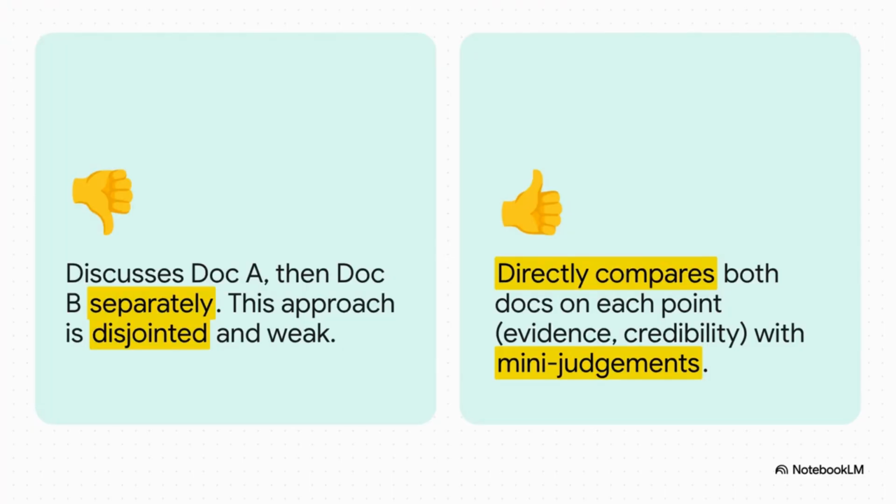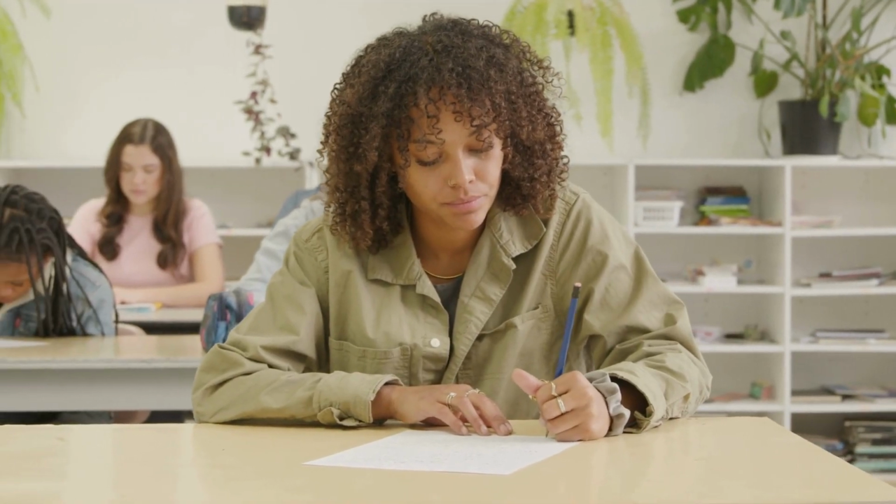The most common mistake, the one examiners are always complaining about, is right there on the left. The student discusses all of document A, then they discuss all of document B, and then they just kind of slap a conclusion on at the end. It's weak, it's disjointed. The A-grade approach, on the right, is integrated. It's a dance. You take one theme, like evidence, and you compare document A and B on that specific theme in the same paragraph.